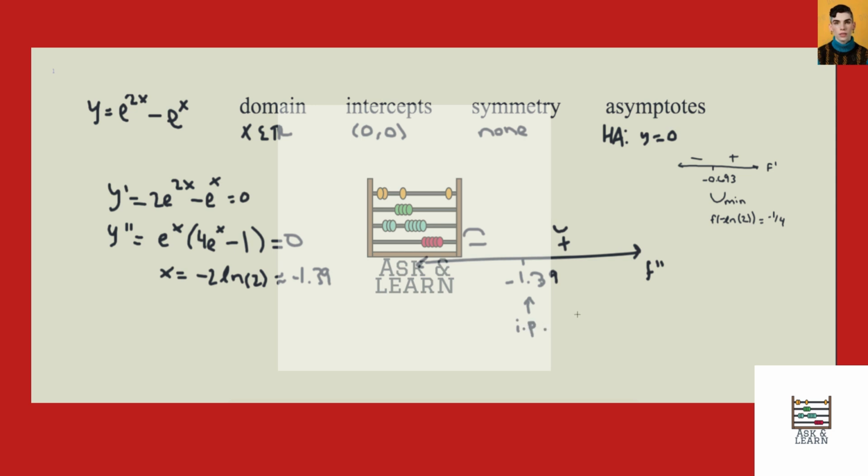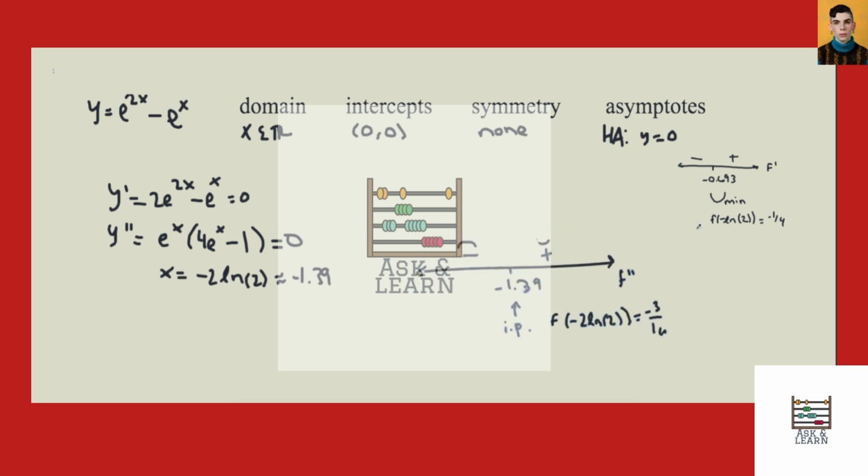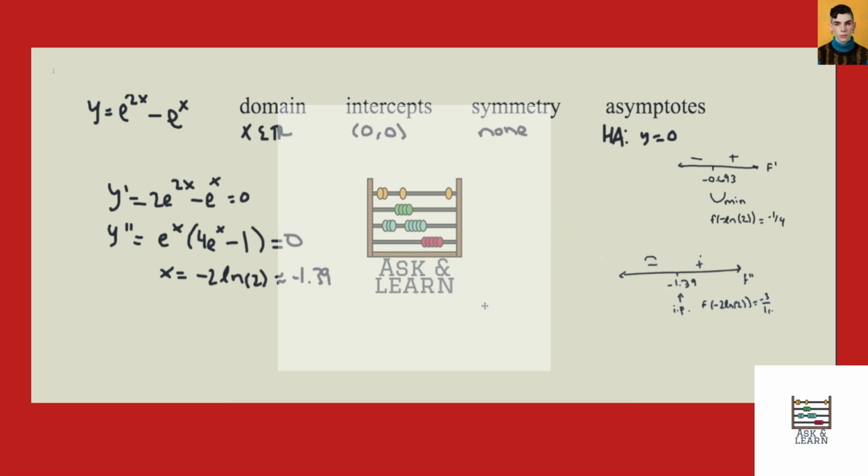And if we want to find the y value for this point, the exact, as we already said, that was negative 2 ln of 2. So plug that into our function, y. That will give us negative 3 over 16. All right. So this is our second derivative test. This tests for concavity. And now we can graph our function.